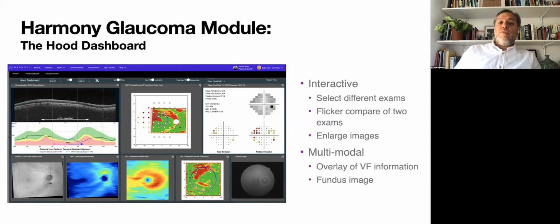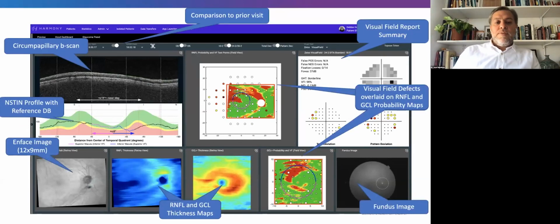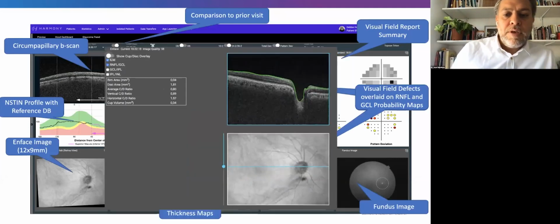So this is interactive. We could select different exams. We could flicker compare two exams. We could enlarge images. We have multimodal capacity. And this is driven, remember, by artificial intelligence that could help us find the correct positions of the vessels. There is a lot of information in these reports, and we have a lot of the different tests on just a single view that makes our lives really easy.